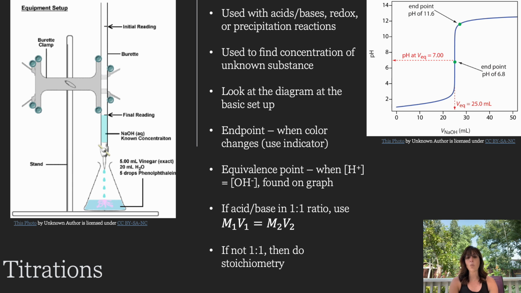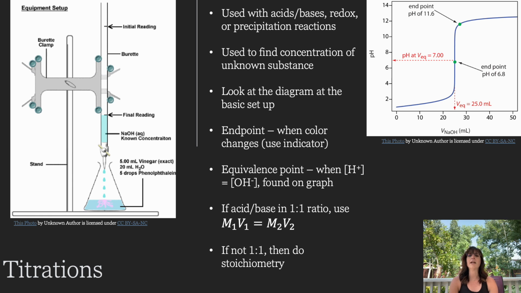There's 2 different ways to know when you've reached the end of your titration. One is called endpoint, and that's just when the color changes, you use an indicator. The other is to look at the equivalence point. Now that comes from the graph, and that's where the concentration of hydrogen ions equals the concentration of hydroxide ions. If you take a look at the graph, you get that kind of straight vertical piece of the graph. You find the midpoint, you go over and look at the pH. That is your equivalence point, and that's how you use the graph to find your pH and your volume.